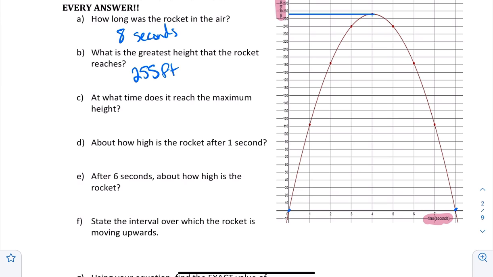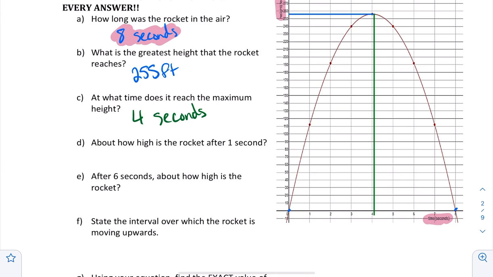And then it asks me, when does it reach that maximum height? At what time? So I'm going to try and find the x value of that vertex. And if I draw a straight line, it looks like I'm right at the 4-second mark. So it reached that maximum height after 4 seconds. Notice that that maximum height is halfway in between the 8 seconds of total travel time. So that maximum came right in the middle.